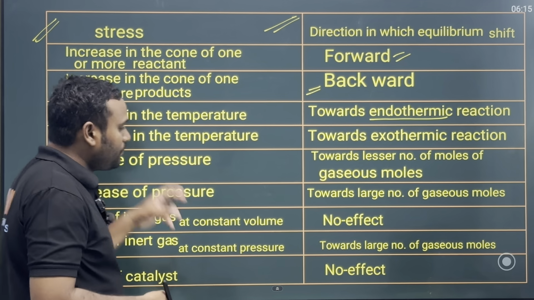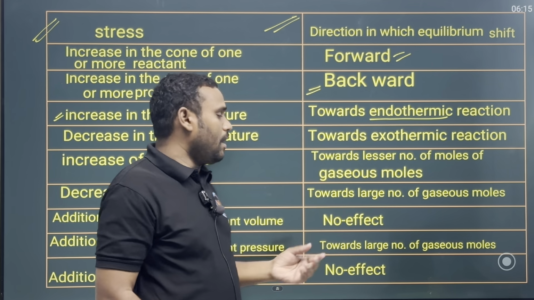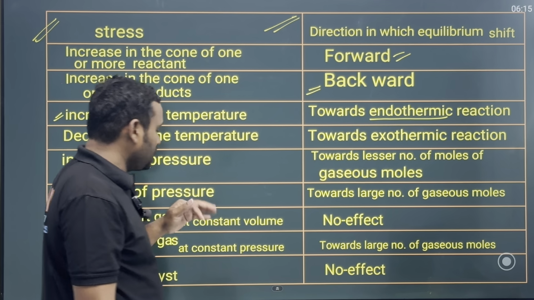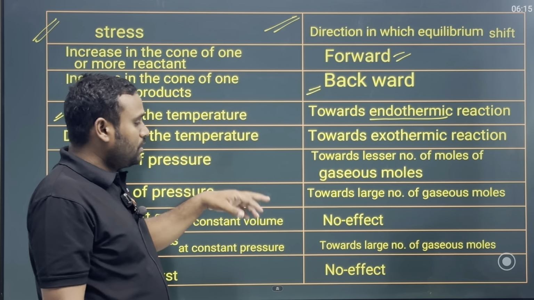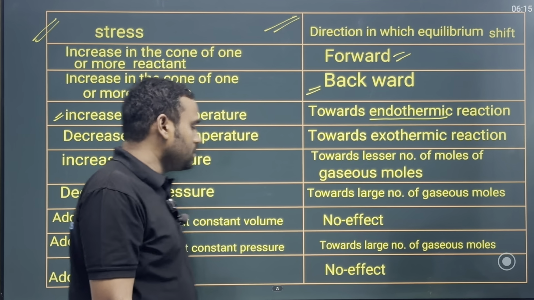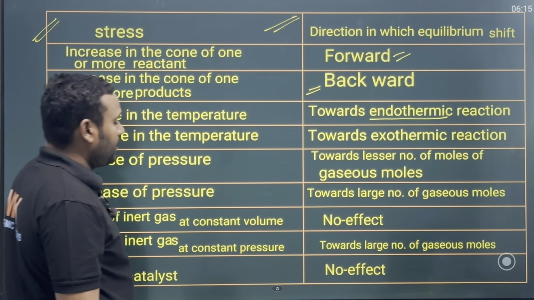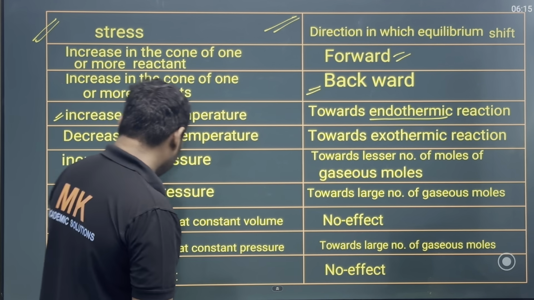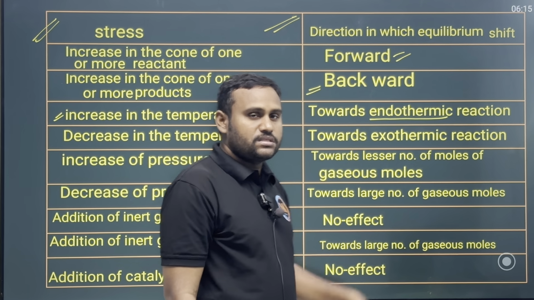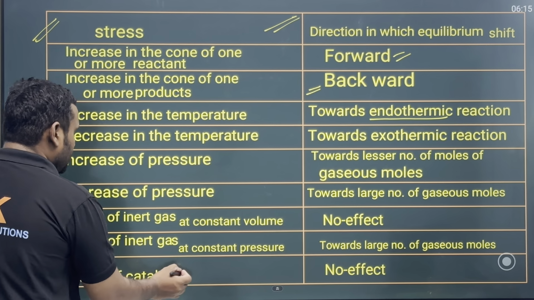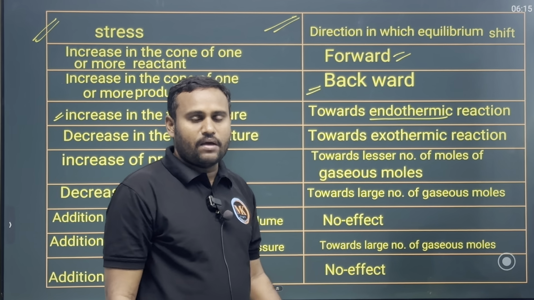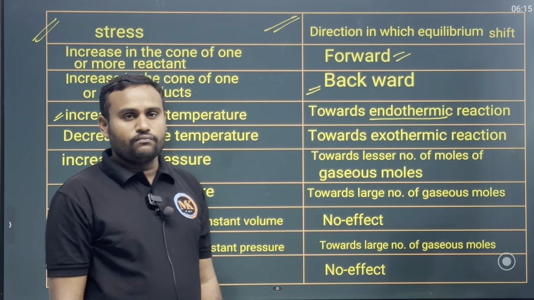Next, decrease of pressure. If you decrease the pressure, what will happen? It shifts towards the larger number of moles of gases. Why? Because when pressure decreases, volume is going to increase, so the side having more moles of gases is where it is going to shift. Next, addition of inert gas at constant volume: no effect. Addition of inert gas at constant pressure: towards the larger number of gaseous moles. And next, addition of catalyst is not having any effect on the state of equilibrium.